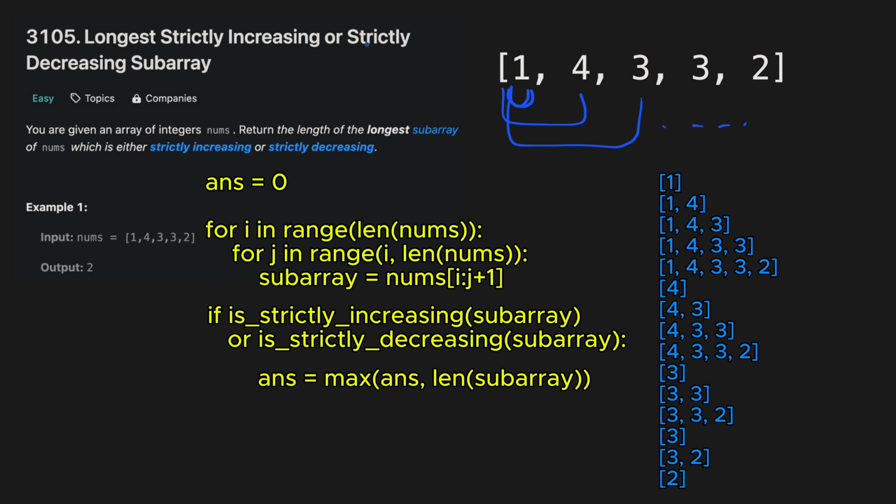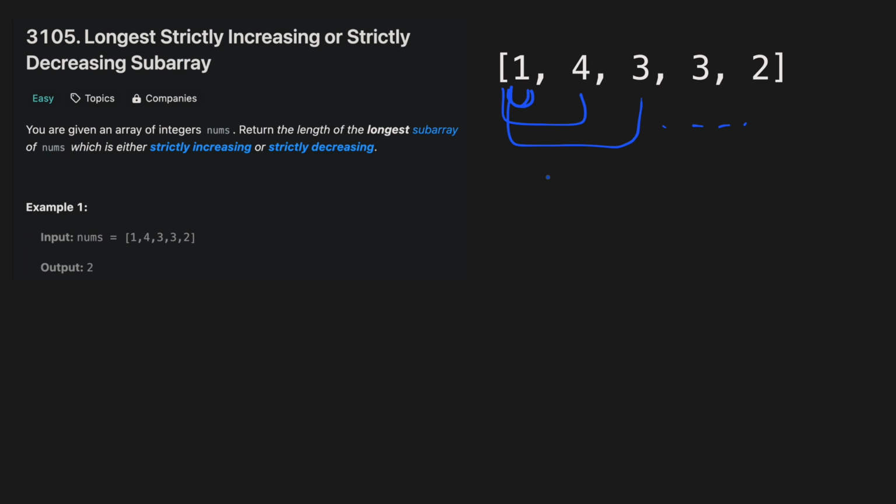And in terms of time complexity, generating all subarrays will take O of n square time. And then for each subarray, we check if it is strictly increasing or decreasing. That takes O of n time. So because of this, the overall time complexity becomes O of n cube. And now the question is, can we do better? And the answer is yes.